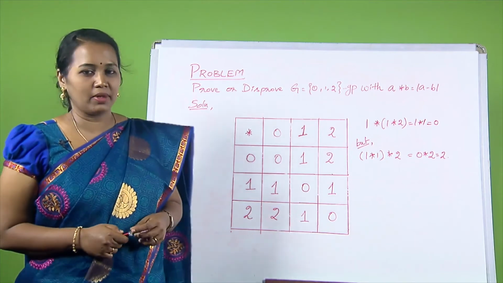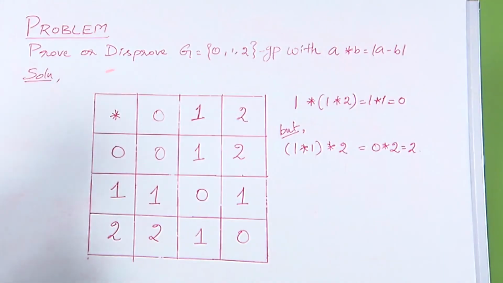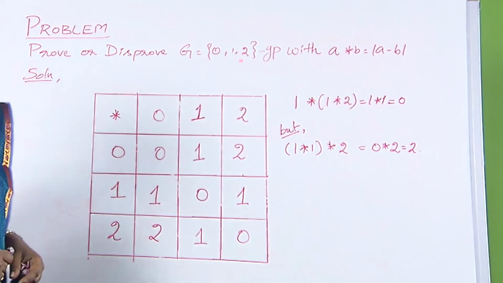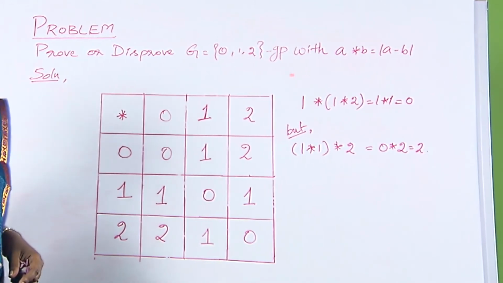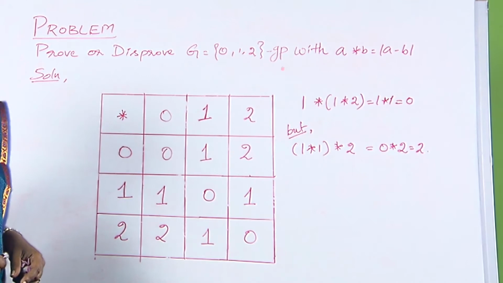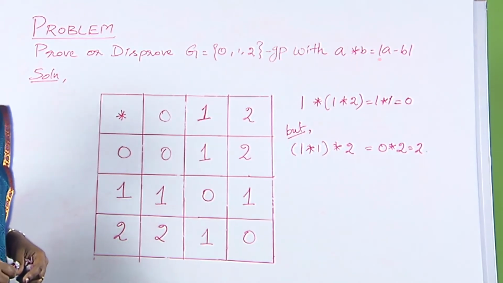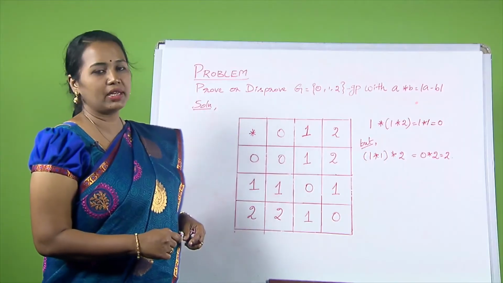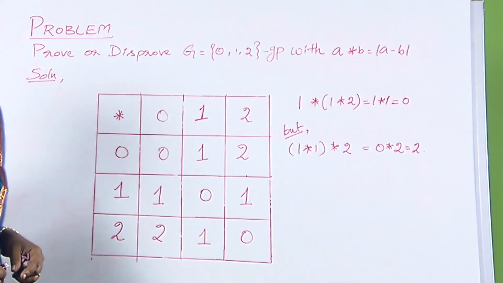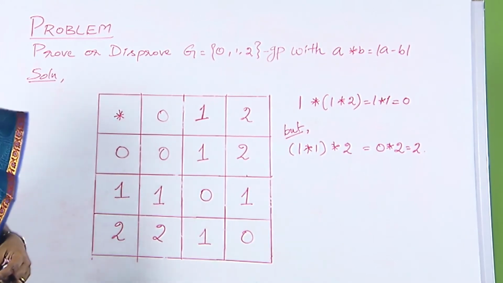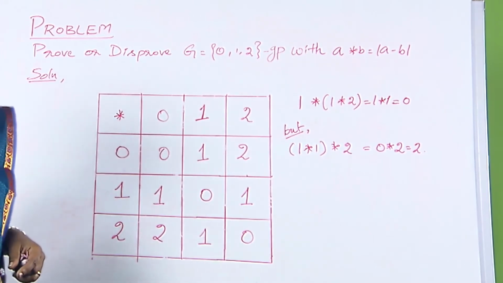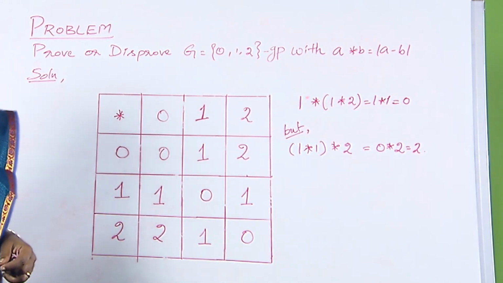Let's see the first problem. We have to prove or disprove that G is equal to {0, 1, 2}. This is a group. We are going to see whether this is a group, with the star operation being defined as modulus of a minus b. So already we know that when we denote it by G comma star, star can be any operation, and in this case we have defined it as modulus of a minus b.